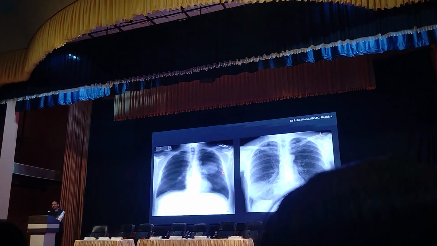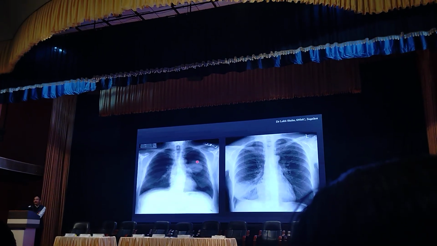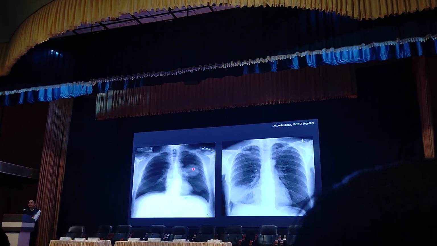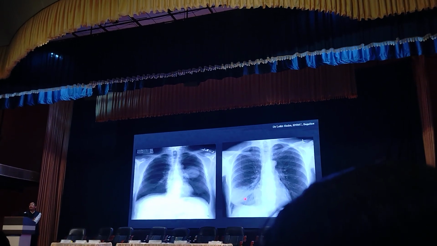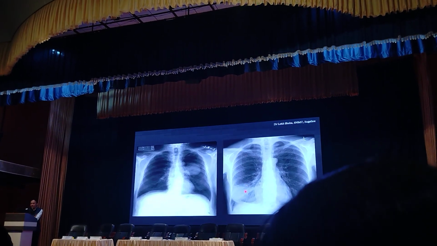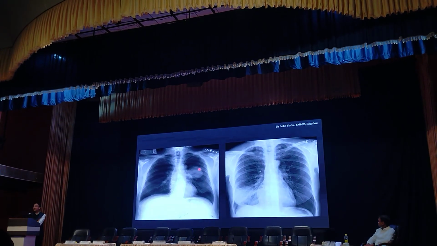So we can compare this with this one. A round, well-defined round shape is a lung mass. Here there is a lobar consolidation. You can find this in pneumonia. Don't get confused between pneumonia and the lung mass. In the lung mass we get a well-defined opacity.